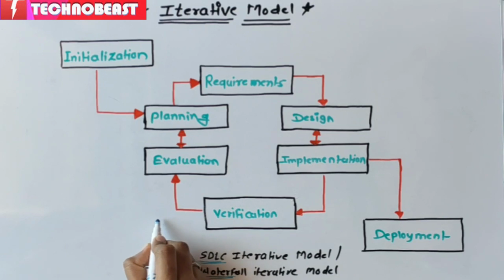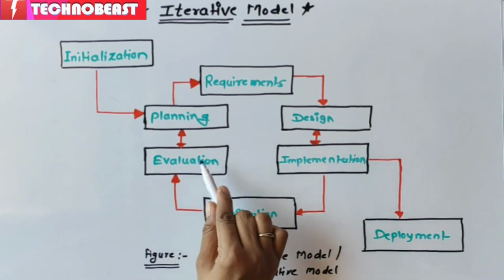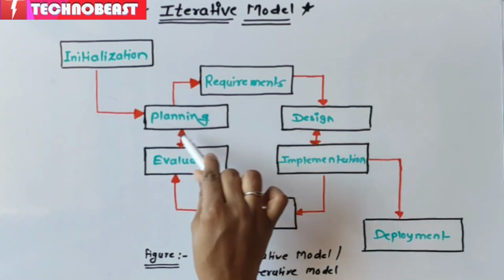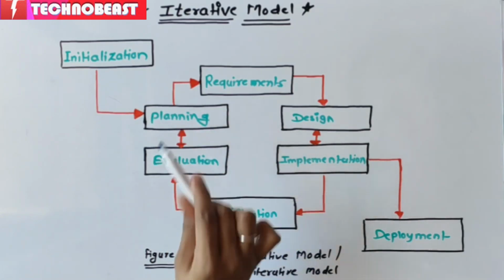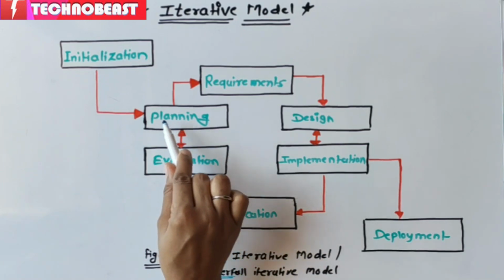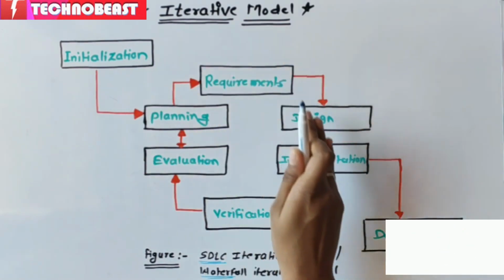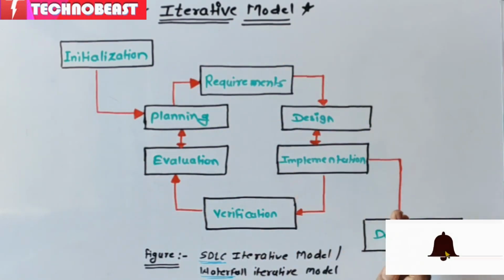Here there will be some changes, or maybe some feedback will come from the customer, and it will get evaluated in this phase. After evaluation, planning will be held again in the planning phase. After that planning phase, on the basis of the planning, the requirements will get collected. Once this complete cycle is completed, the software or application will get deployed here.